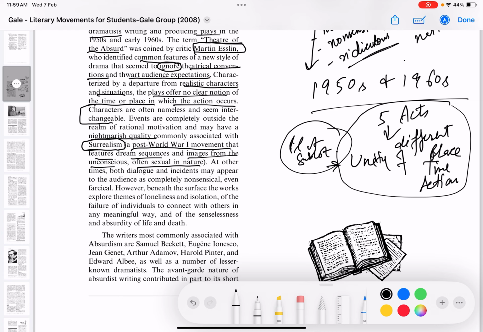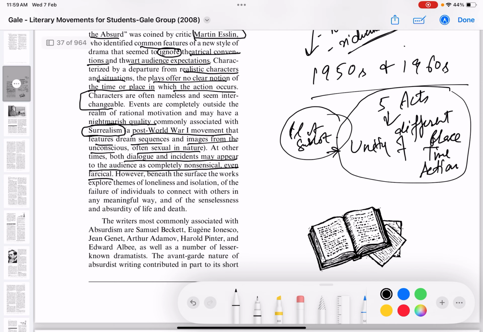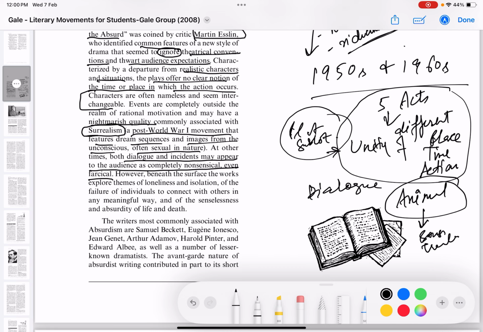Now at other times both dialogues and incidents may appear to the audience as completely nonsensical, even farcical. Now when I'm reading this, a particular movie is coming to my mind that I have just watched. It is the movie Animal. Okay, so this movie has such a grand style. It's such a magnanimous movie in its visual presentation, the songs, the trailer, or things like that. But when you actually watch the movie, you see the dialogues are nonsense. It is making no sense. The action is making no sense. Okay, so everything that is happening is nonsensical in nature.